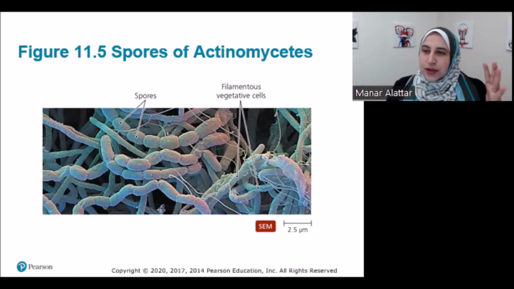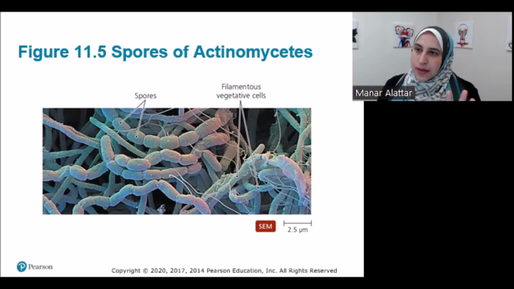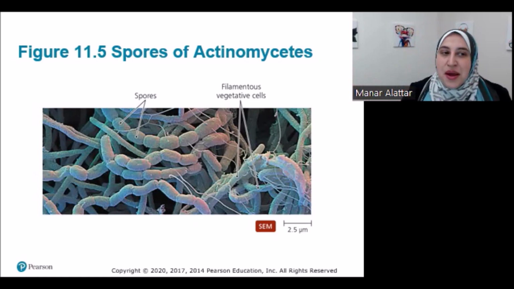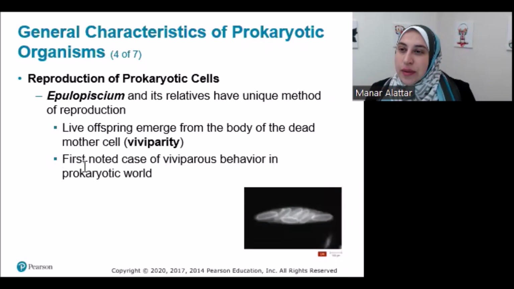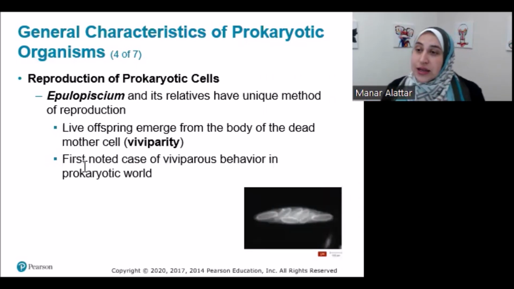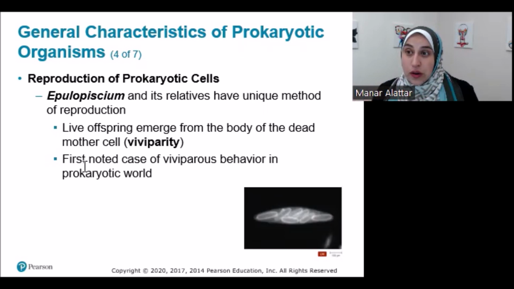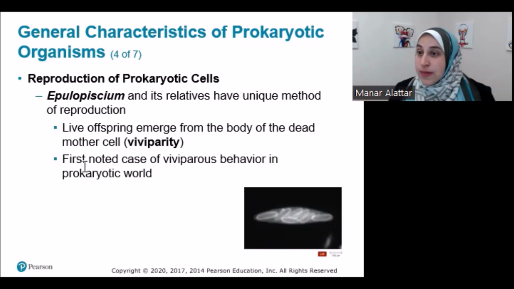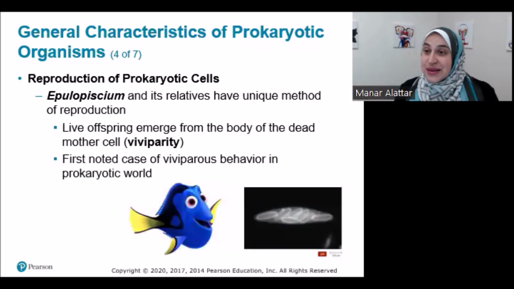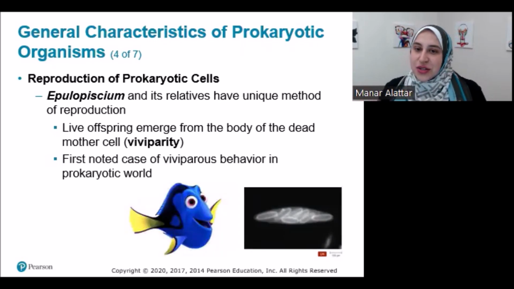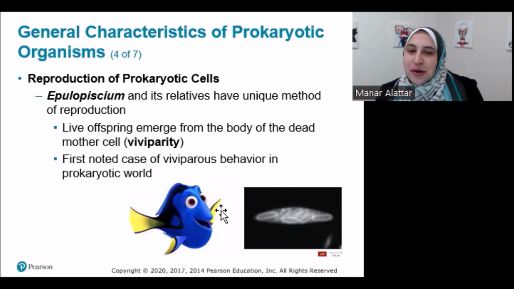Okay. So those types of reproduction are more common. There are a couple of really unique mechanisms for reproduction. For example, viviparity, which is live birth. If you remember back to Epulopiscium, which is a relative of Clostridium, this is an organism that, as we know, is one of the largest prokaryotic cells on Earth. They tend to exist in symbiosis with surgeonfish. And here you see a very famous surgeonfish from the cartoon world.